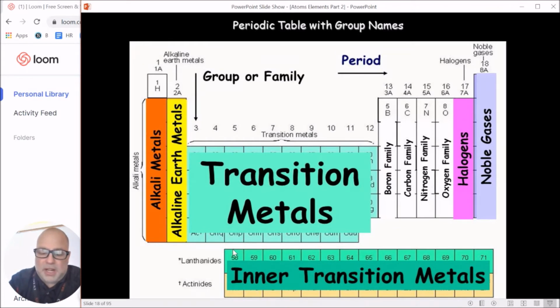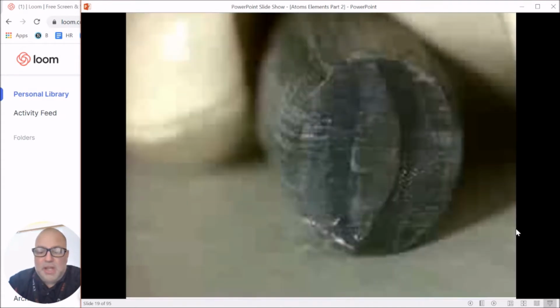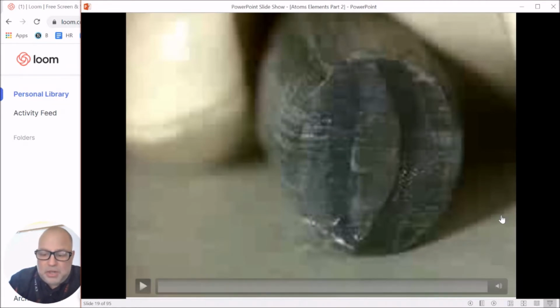The ones that are down here are called the inner transition metals, because transition metals are here and these are kind of connected to them. So they're known as the inner transition metals. Again, they're all so similar. That's why they're kind of linked together for this. Let me show you a video.